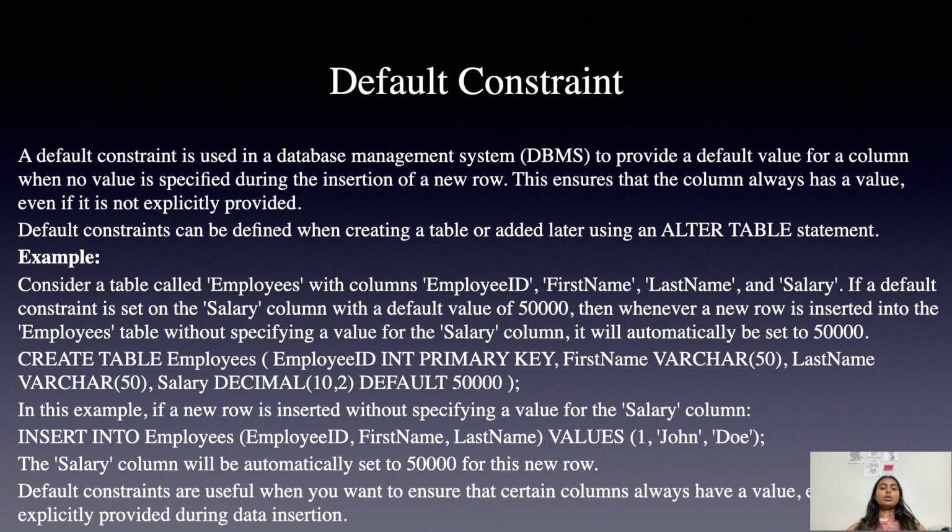CREATE TABLE employees (employee_ID INT PRIMARY KEY, first_name VARCHAR(50), last_name VARCHAR(50), salary DECIMAL(10,2) DEFAULT 50000). In this example, if a new row is inserted without specifying a value for the salary column, INSERT INTO employees (employee_ID, first_name, last_name) VALUES (1, 'John', 'Doe'), the salary column will automatically be set to 50,000 for this new row. Default constraints are useful when you want to ensure that certain columns always have a value, even if one is not explicitly provided during data insertion.